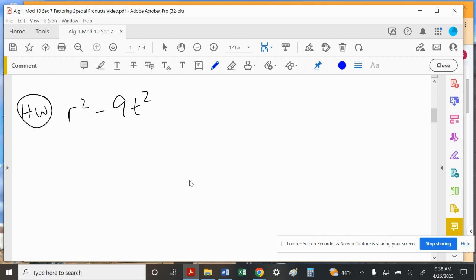r squared minus 9t squared. Notice that we have the minus sign there, first thing that we check for. Then we check for the two squares. When you're trying to recognize these problems, notice they're always going to be binomials. They're not going to be trinomials, meaning that they only have two terms, not three terms. This is r times r. This is 3t times 3t. So it immediately factors down to r minus 3t times r plus 3t.